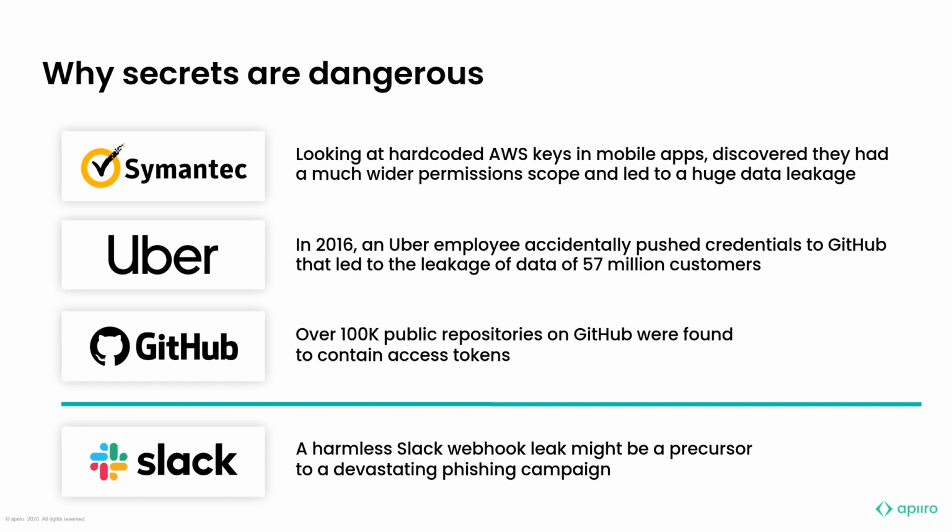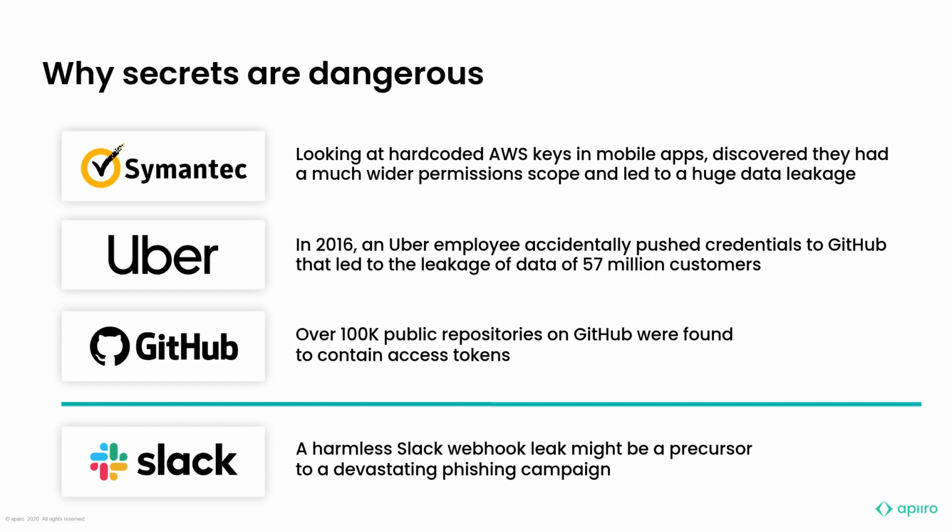Another use case was quite a famous one. Back in 2016, an Uber employee accidentally pushed credentials of Uber's database to some public GitHub repository. That was, of course, discovered and resulted in a huge data leakage where those credentials were used to pull the entire client base of Uber, resulting in more than 57 million customers' information and over 500,000 drivers' information leaking out.